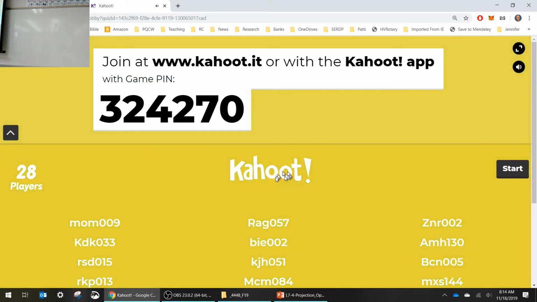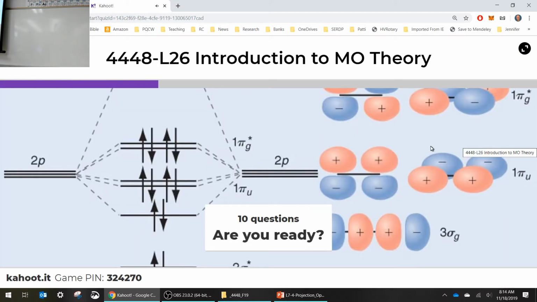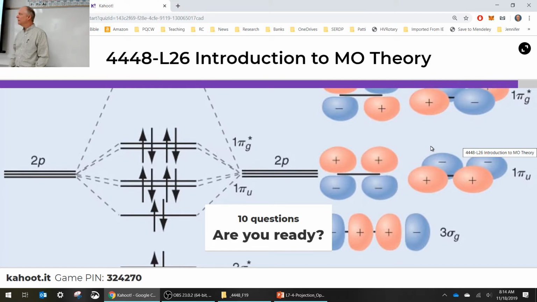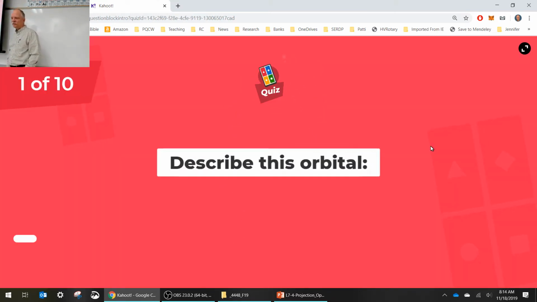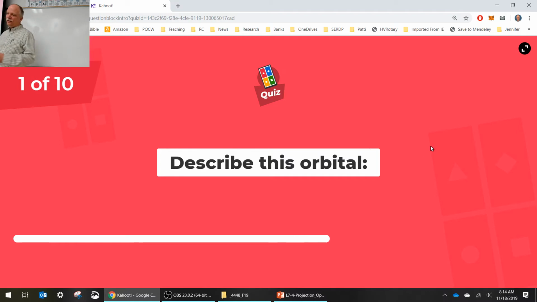We lost our pumpkins. Okay, ready? All right. Got to start it before your phone goes to sleep. Describe this orbital.